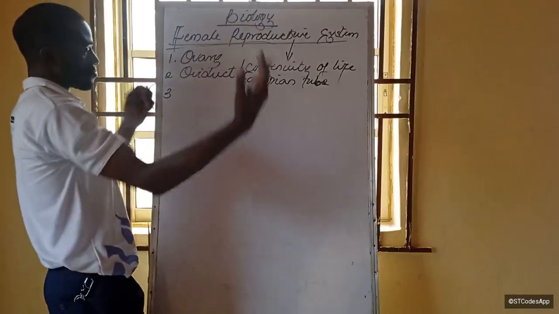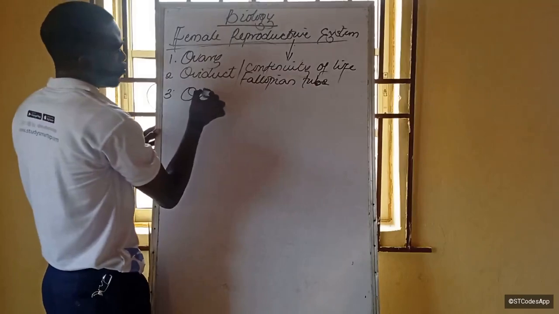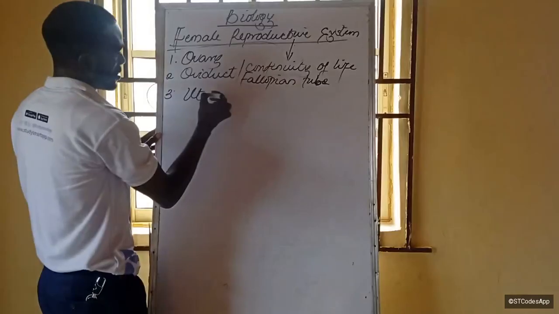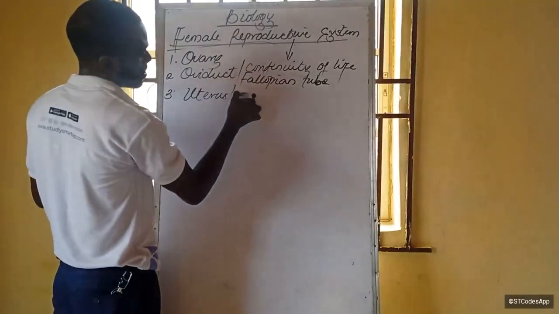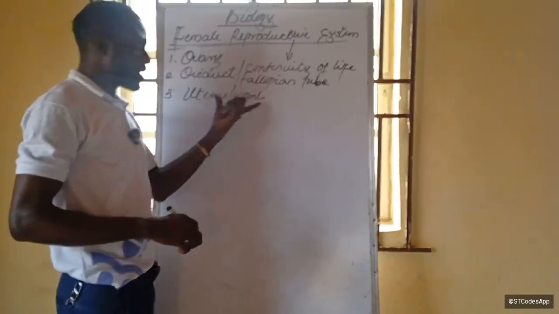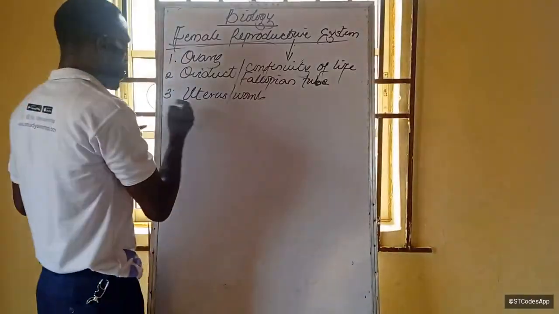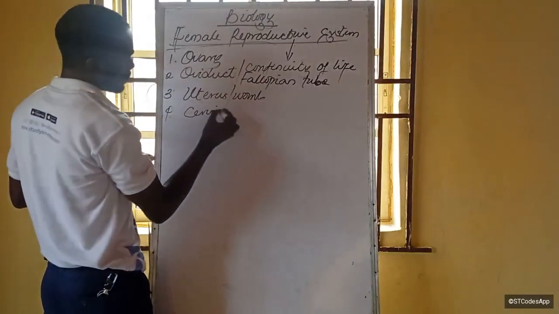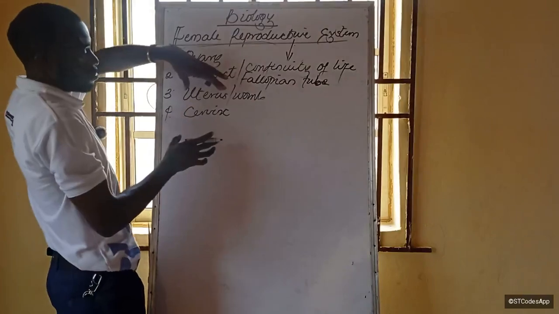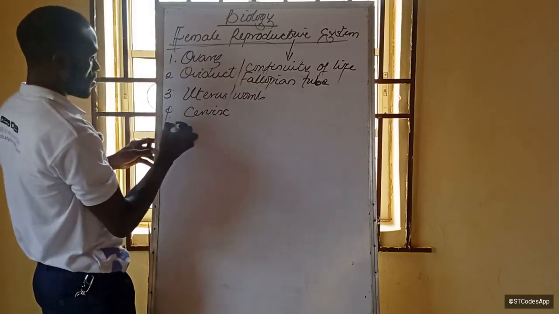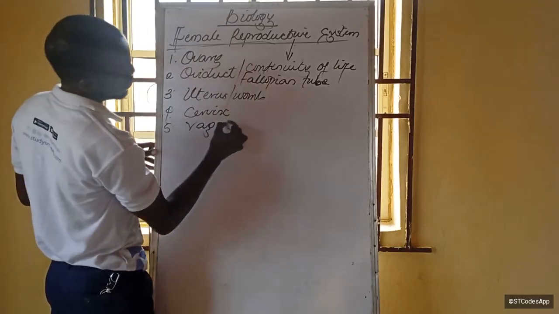Number 3 is where it enters, that is the uterus. So the content from here enters the uterus. The uterus is called the womb, okay? That's why they are called women. A woman is simply a man with a womb. Then we now have the cervix, which is just the boundary at the outlet of the uterus. Then the vagina, which is the birth canal.